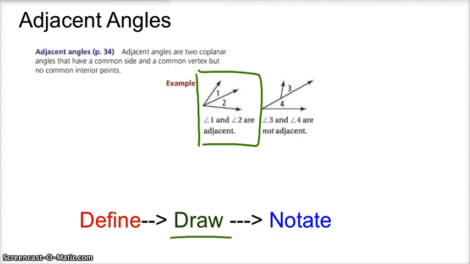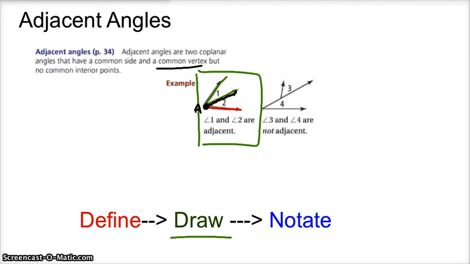When we talk about adjacent angles, they are angles that have a common vertex. Notice angle 1 here in green and angle 2 here in red both have a vertex right here. I could call it point A. But they have a common vertex, a common side. Notice that the red and the green sides are butting up against each other, but they have no other common points.